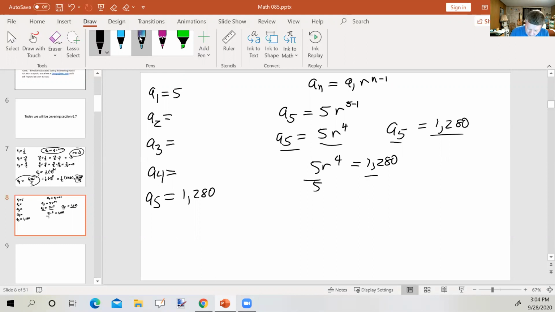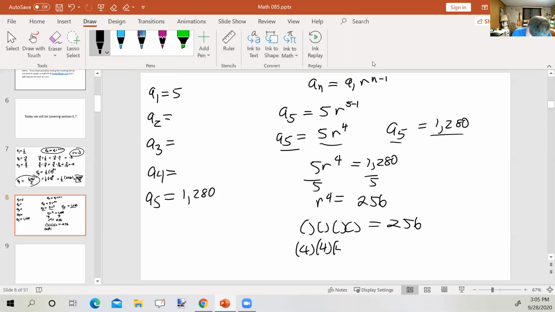All right, divide both sides by 5 and r to the fourth equals 1280 divided by 5, which is 256. So now I've got to figure out what number times itself, times itself, times itself is 256. Well, I could experiment. I could try 1 times 1 times 1 times 1 and 2 times 2, et cetera. And doing that, I think I come up with 4. Let's see, 4 to the 4th power. Yes, it's going to be 4. So 4 times 4 times 4 times 4 is 256. So r equals 4.